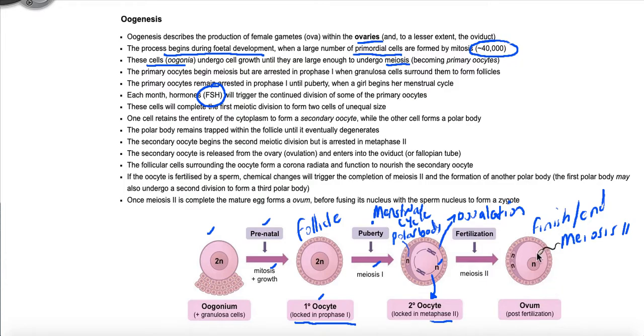What does that mean? That means there might be another production of a polar body here. And so now you might end up with 3 polar bodies and the ovum. The ovum is the mature egg. This is the egg that is now ready to fuse, or the nucleus of this egg is now ready to fuse with the nucleus of the sperm and then form a zygote.